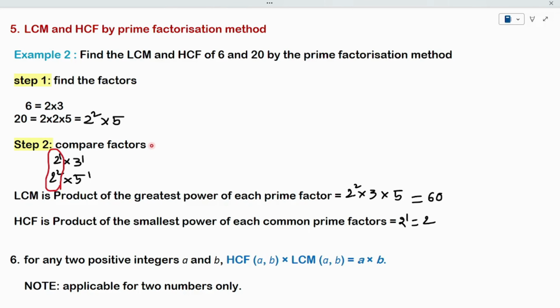Let's go through the first step. What are the factors of 6? Simply, 6 equals 2 into 3. This is the factors of 6. Then coming to 20, what are the factors of 20? Simply, the factors of 20 equal 2 into 2 into 5, which is nothing but 2 square into 5. So these are the factors of 6 and the factors of 20. So I completed step 1. Then come to step 2. In step 2, we need to compare the factors.